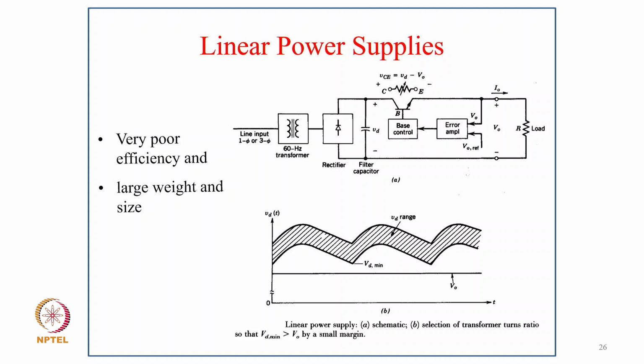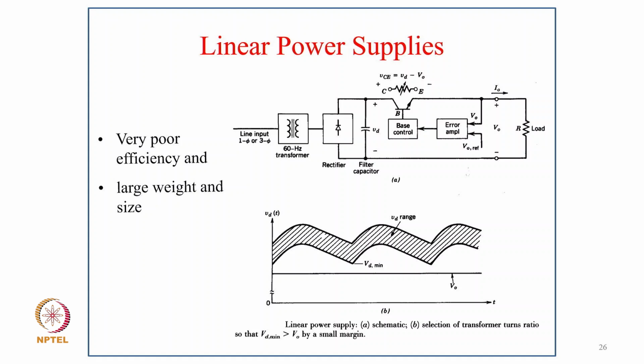The reason is that we first reduce the voltage with a power frequency transformer of 60 Hz or 50 Hz, depending on the input supply, 3-phase or single phase. We use a diode rectifier, and it gives Vd, and this Vd is presumed to be always higher than the output voltage, even as the input voltage varies. So you can see the range of the Vd.